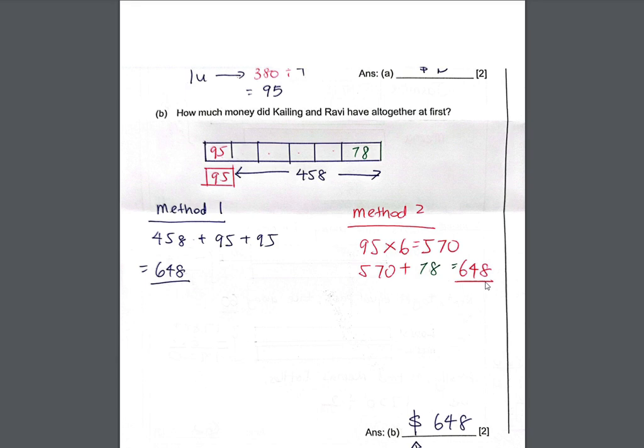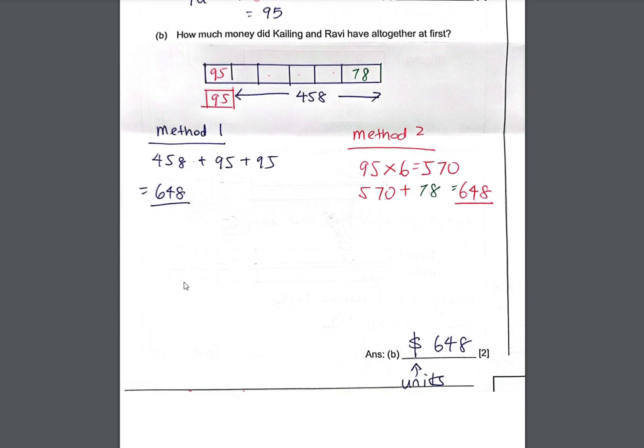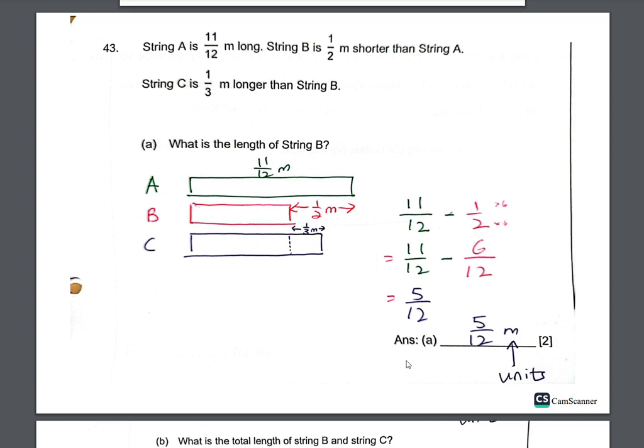It's money, right? Or the other method is this. You know, this whole chunk here is 458. Add 95 and 95 there. You also get 648. Okay, and don't forget your units. That's another reminder. Hang in there, just 3 more questions.